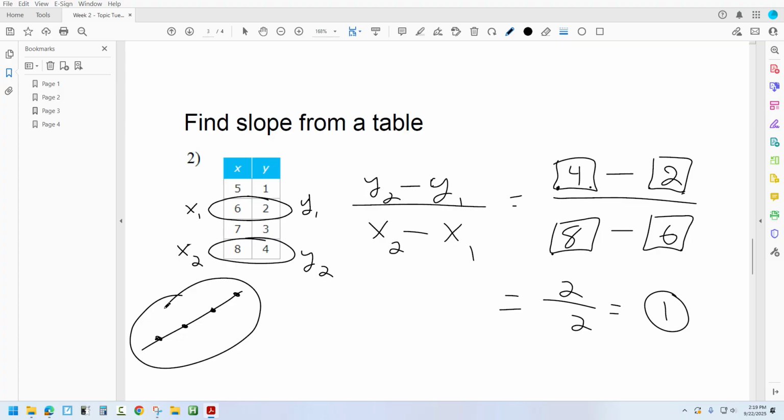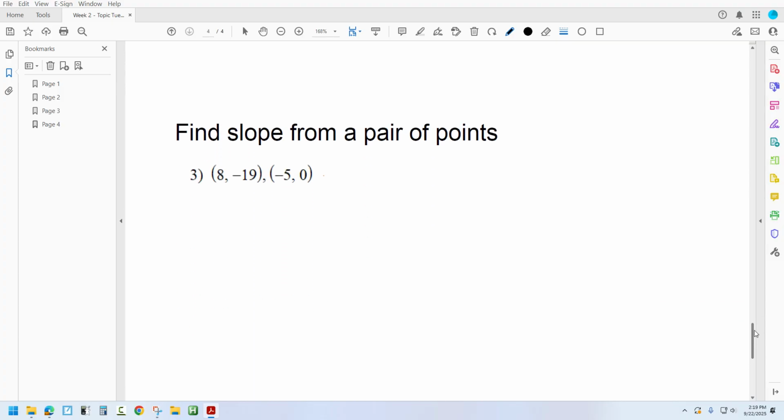Okay, so the last one is kind of like a table, but they give you the coordinates and you don't have a choice about which coordinates you're going to use because you only have 2. So Colin, what's my formula that I use again to find the slope? Rise over run. Okay, so rise over run if we have a picture, but we don't have a picture. So we got to use the same formula we did for the last question.